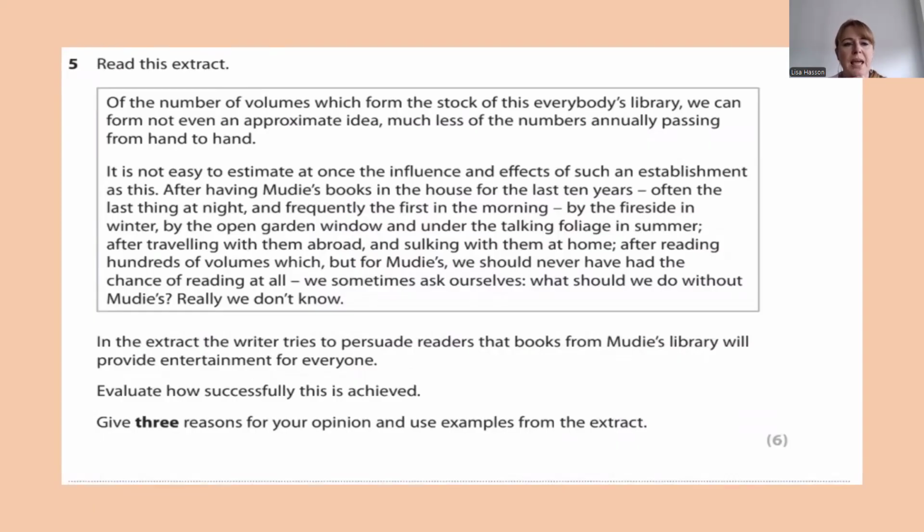So an example here would be, in the extract, the writer tries to persuade readers that books from Mudie's library will provide entertainment for everyone. Evaluate how successfully this is achieved and give 3 reasons for your opinion and use examples from the extract. So again, I would like you to look through the extract, and I'd like you to highlight or pull out a couple of reasons why it is successful in persuading readers that books from Mudie's library will provide entertainment for everyone, and 1 reason perhaps why it does not.